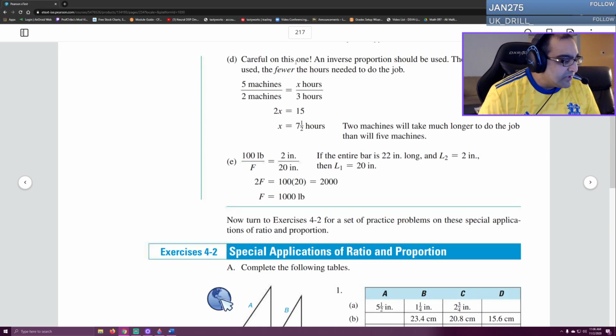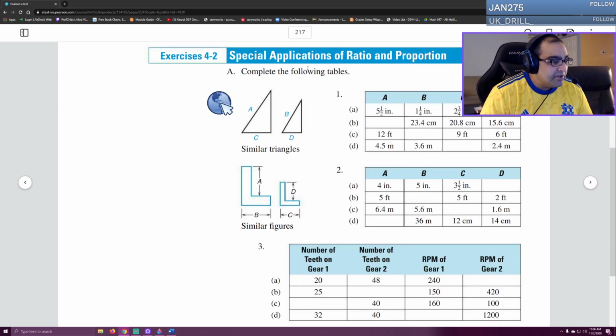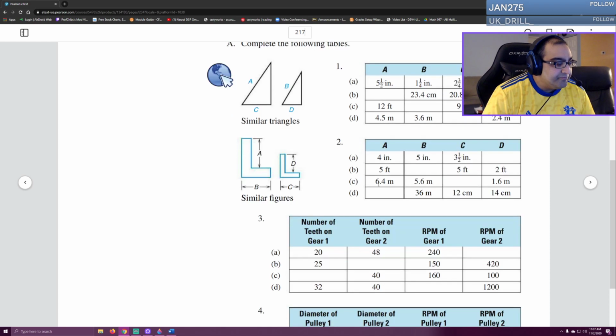Okay, so let's take a good look at a simple example here, say letter D. It says you have similar figures. You have this L shape and this small little L shape. All right, seems fair. And they want you to figure out that missing side, which happens to be A.